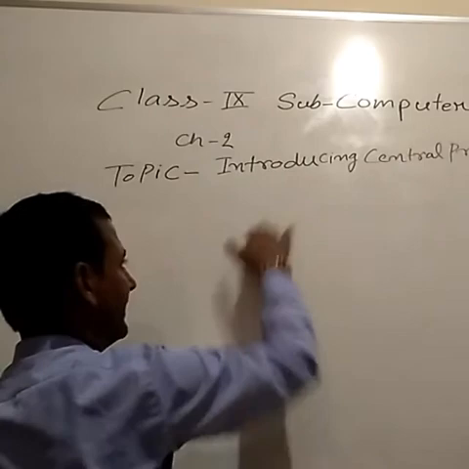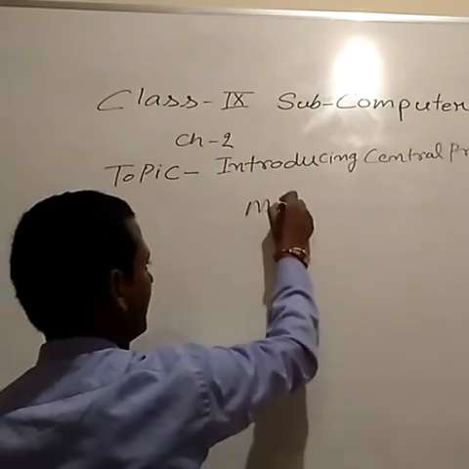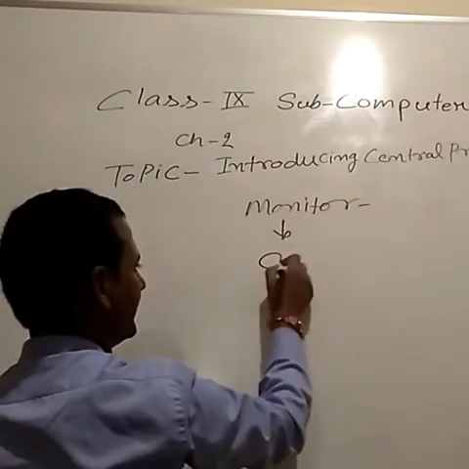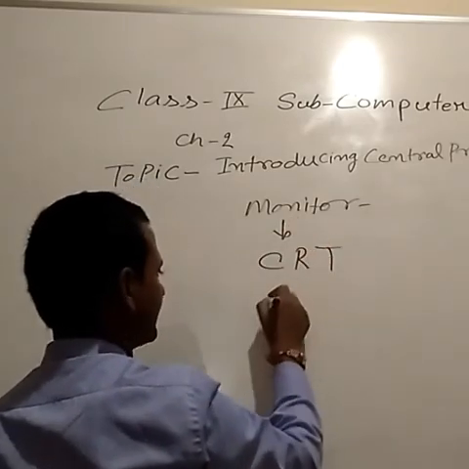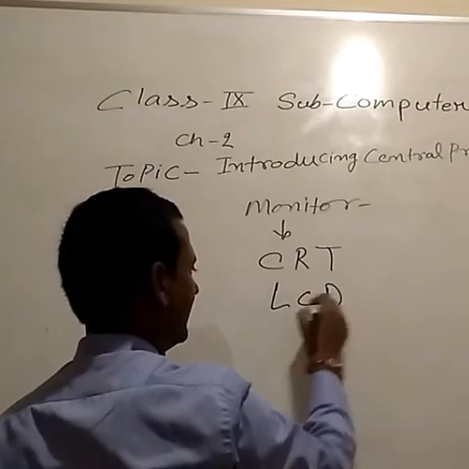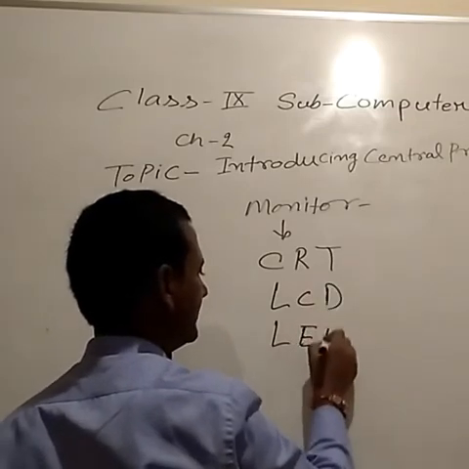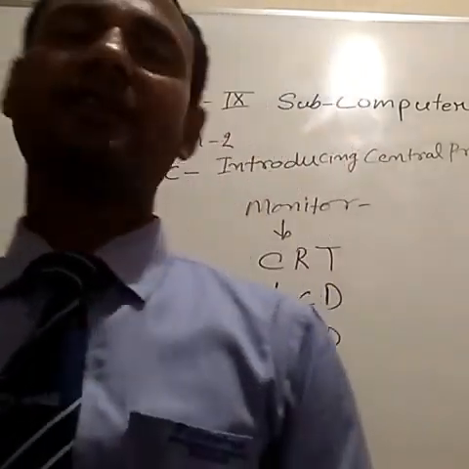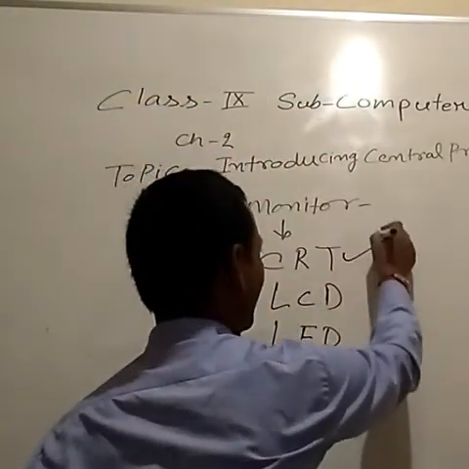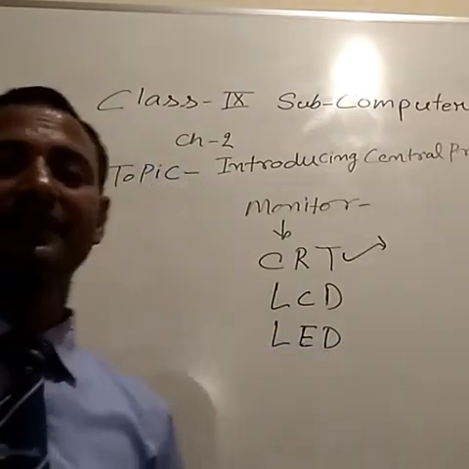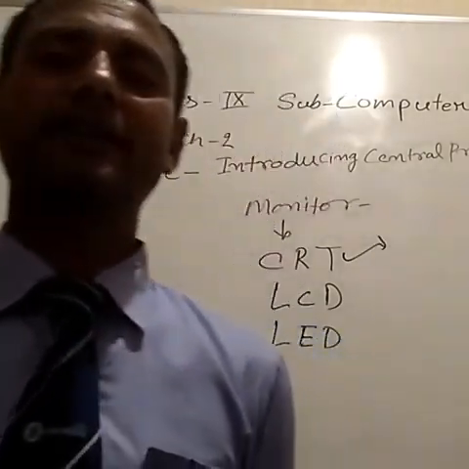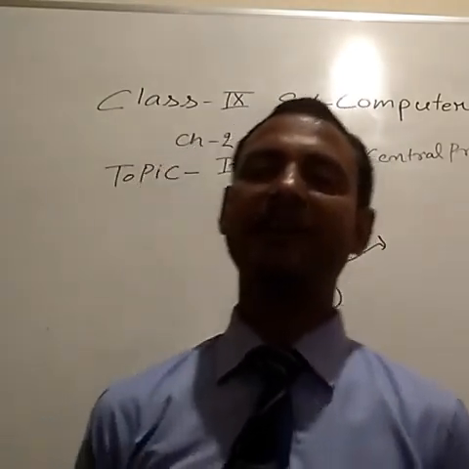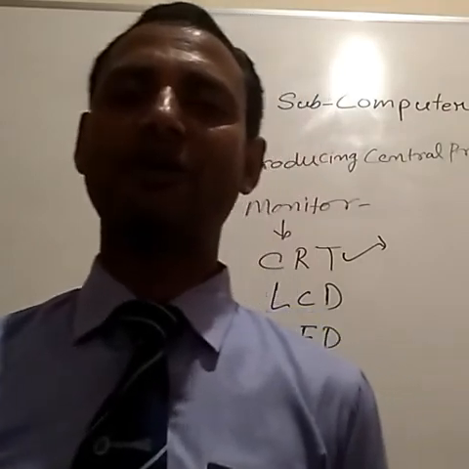We will see the parts of monitors. There are three types of monitor: CRT, LCD, and LED. Basically, these three types of monitor are used nowadays, and CRT was mostly used in earlier times. A CRT monitor is also called a cathode ray tube monitor, and generally it is used to display high quality data on your computer.